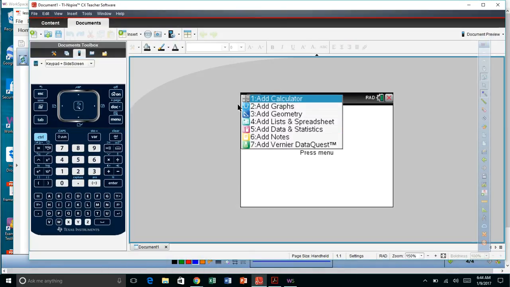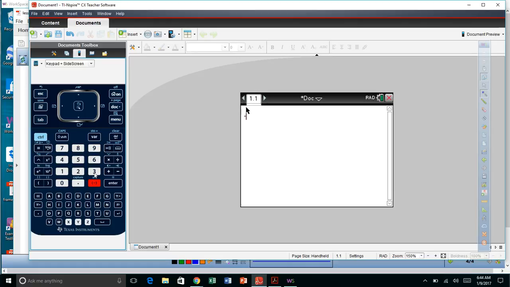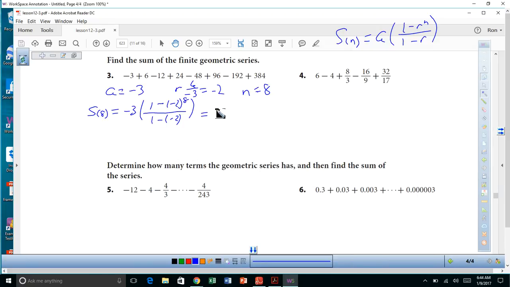So we've got -3 times, and we'll open parentheses, control divide, and we got 1 minus -2 caret 8, and 1 minus -2, and we can press enter. Get 255. So our answer is 255. Not too bad.